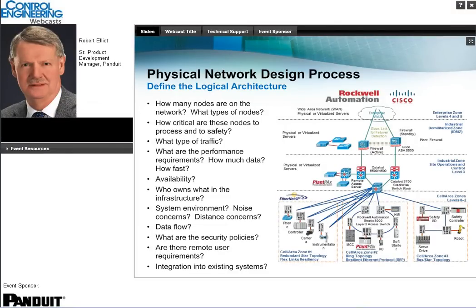So how critical are these nodes to the process and safety? And of course this is ensured by a high performance firewall that effectively separates the manufacturing network from the internet. Who owns this infrastructure?